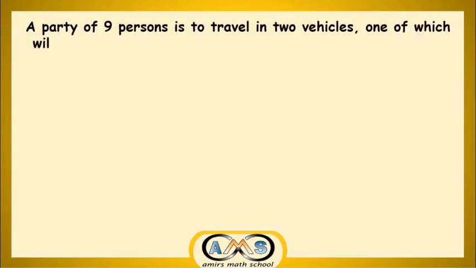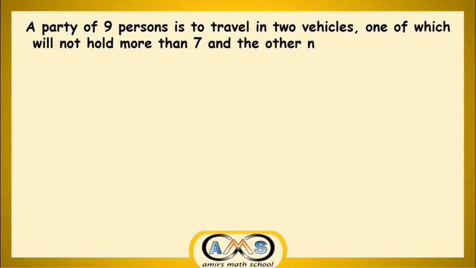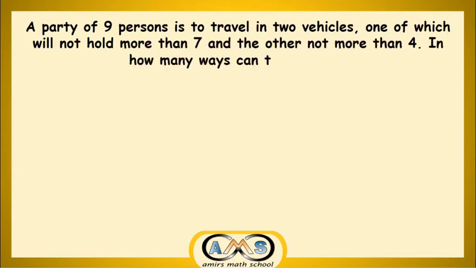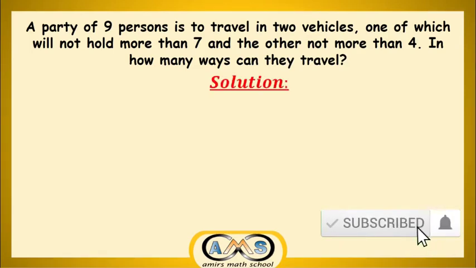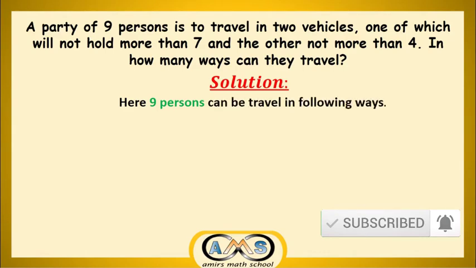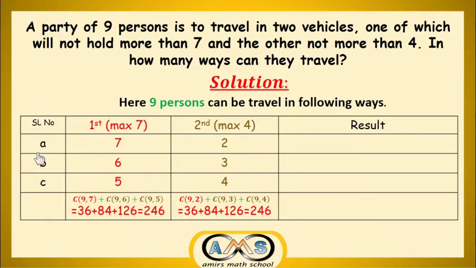Now let's see one exceptional example. That is, a party of 9 persons is to travel in 2 vehicles, one of which cannot hold more than 7 and the other not more than 4. In how many ways can they travel? The solution. Here, 9 persons can travel in the following ways. This one is case number 1, this one is case number 2, this one is case number 3, and this one is for the first vehicle, this one is for the second vehicle.